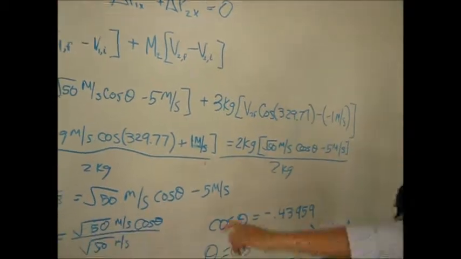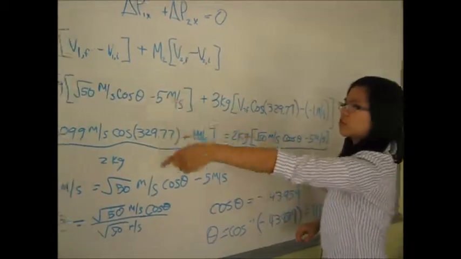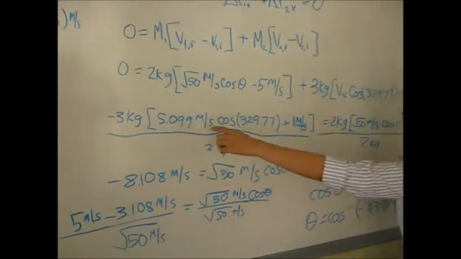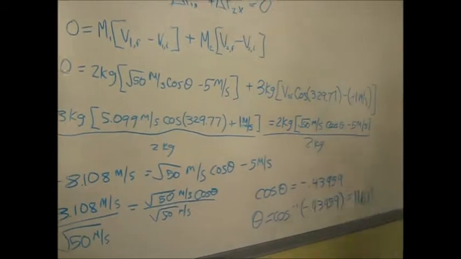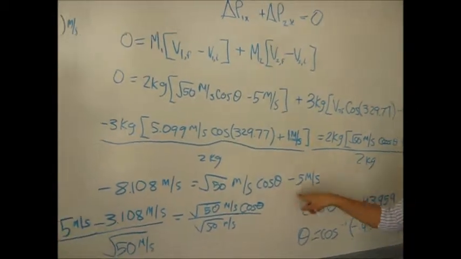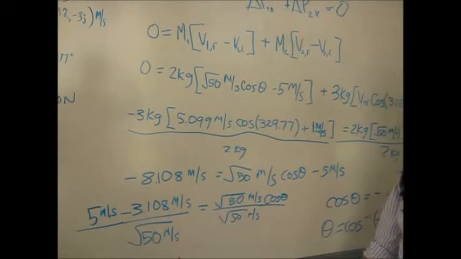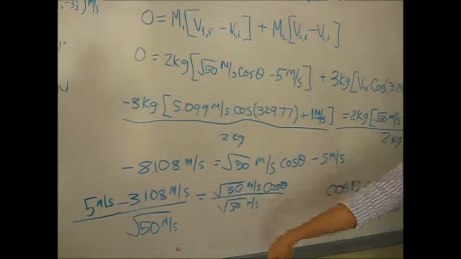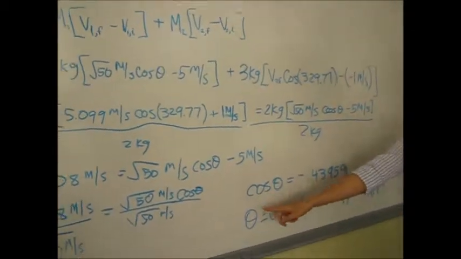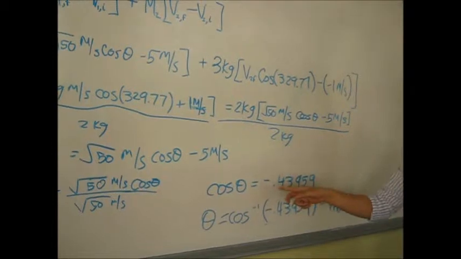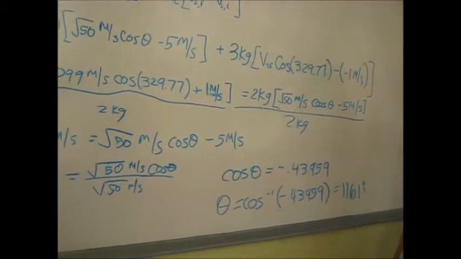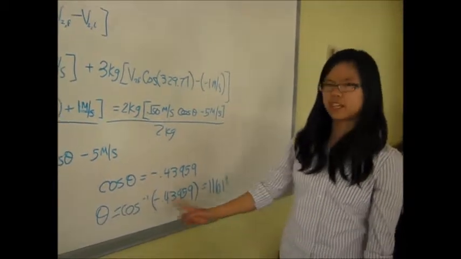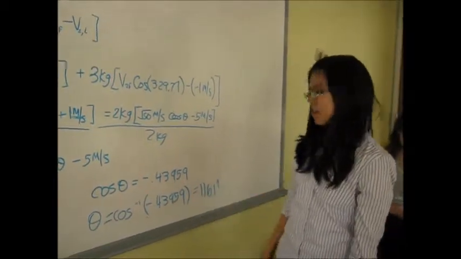So what I did is I moved this portion over to the other side, so it's negative. I divided both sides by 2 kilograms, which is right here. And then I added the 5 meters to this side. And then I was just left with the square root of 50 times cosine theta. Divide by square root of 50. And then I got cosine theta equals negative 0.43959.